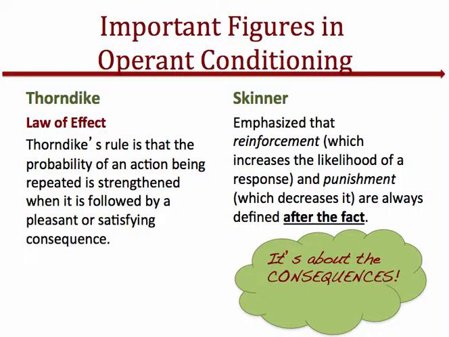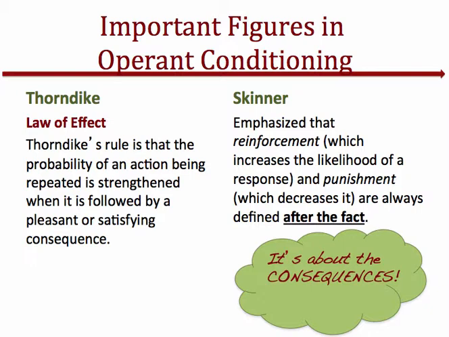This was initially the foundation of operant conditioning. It can actually be seen in the work of a psychologist named Edward Thorndike, who did some work looking at cats and how they would behave in order to acquire a desired effect. And because he was looking at the behavior as a function of the effect that the organism was intending to produce, it became known as the law of effect. This was Thorndike's rule that the probability of an action being repeated is strengthened when it's followed by pleasant or satisfying consequences.